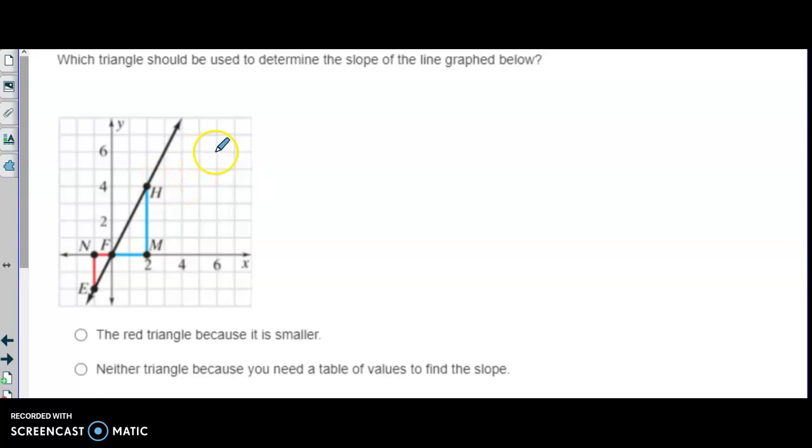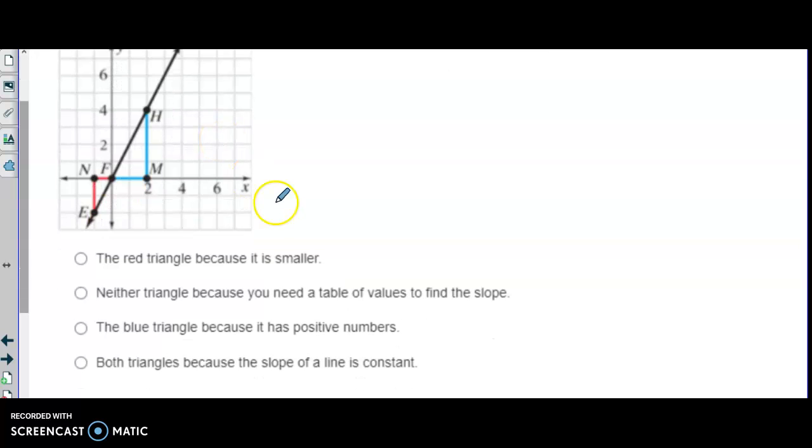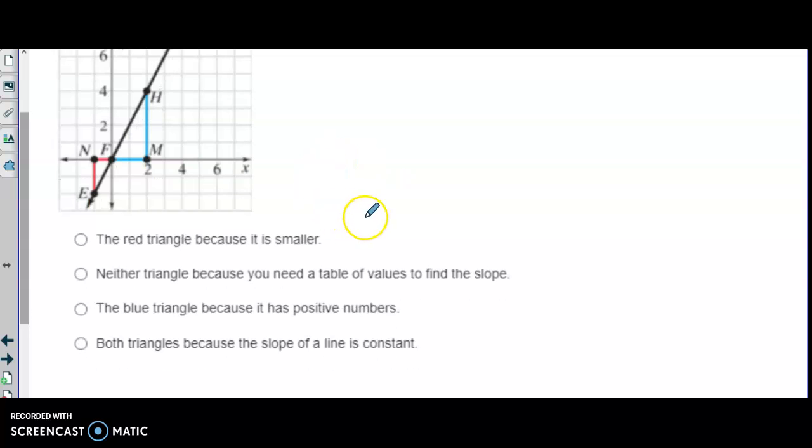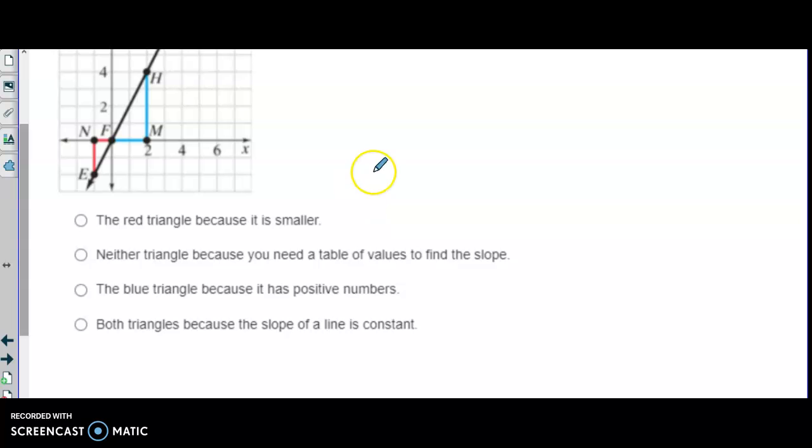Which triangle should be used to determine the slope of the line graph below? Okay, so we talked about this. The slope of a line is always the same. It has the same steepness all the way through if it's a straight line. So it does not matter what you use to find the slope. No matter what, it will reduce to the same answer.